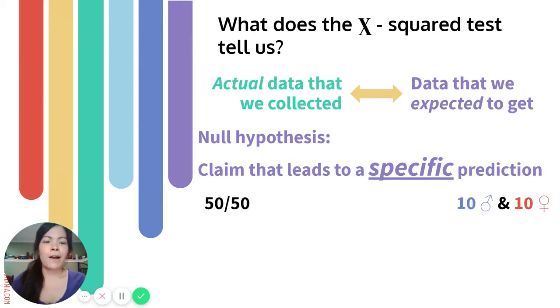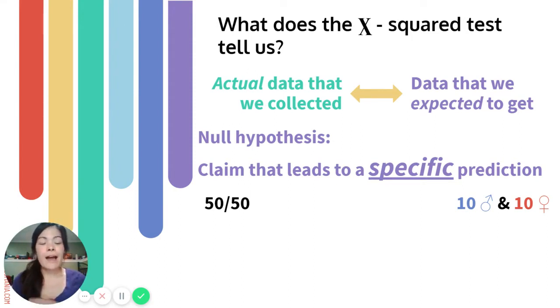Going back to our Biotown example, our null hypothesis was the claim that the mayor made, which is that Biotown is 50-50 men and women. And that lets us make a corresponding specific prediction about our mini study where we sampled 20 citizens. So if that claim is true and we sampled 20 people, we should get 10 men and 10 women, right? Okay, hopefully so far so good.